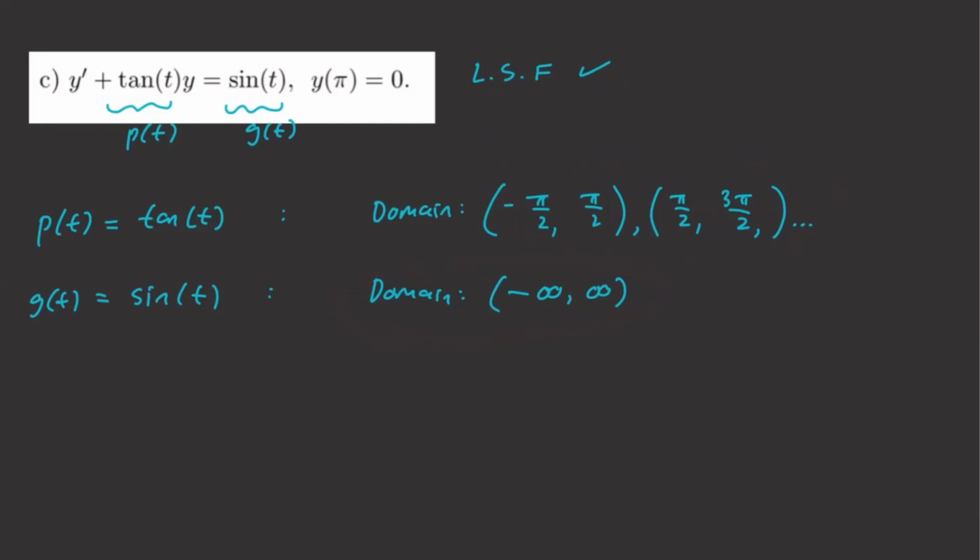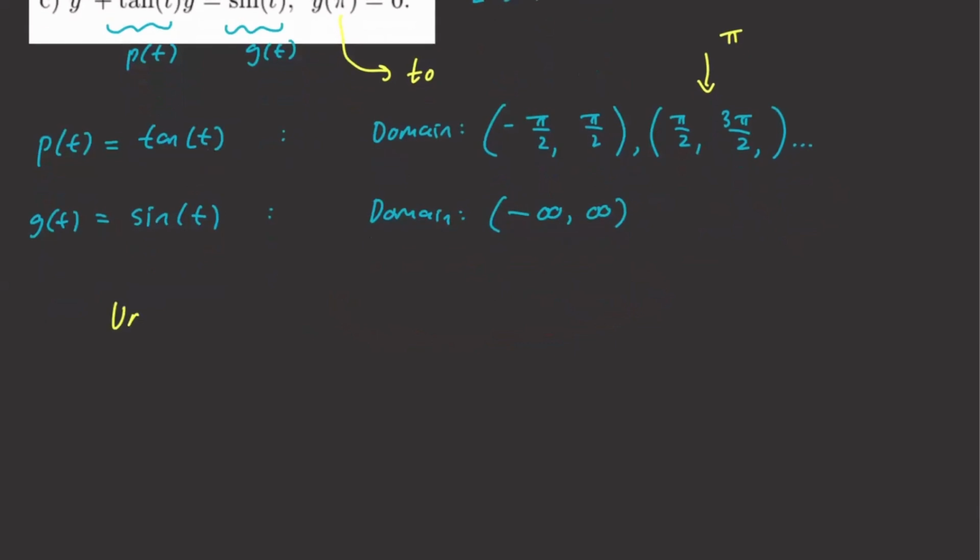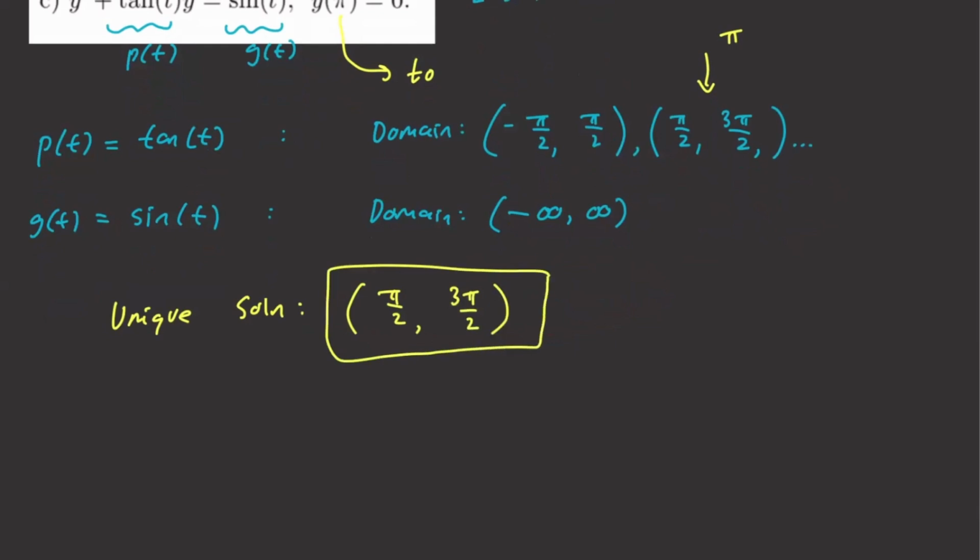Now on which interval do we contain t0? This number right here, pi, is your t0. It is contained in this interval, which means we'll have a unique solution on the interval pi over 2 to 3 pi over 2, since that's the interval where our functions are continuous and which also contains the initial point.